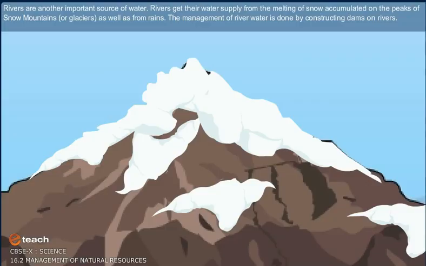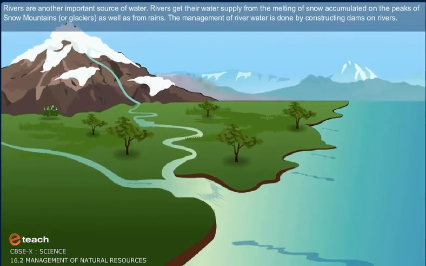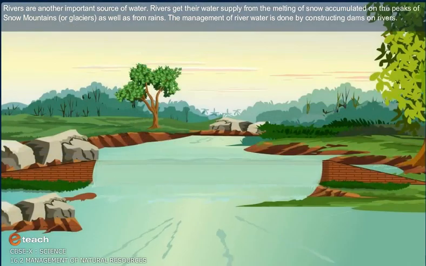Rivers are another important source of water. Rivers get their water supply from the melting of snow lying on the peaks of snow mountains or glaciers, as well as from rains. The management of river water is done by constructing dams on rivers.